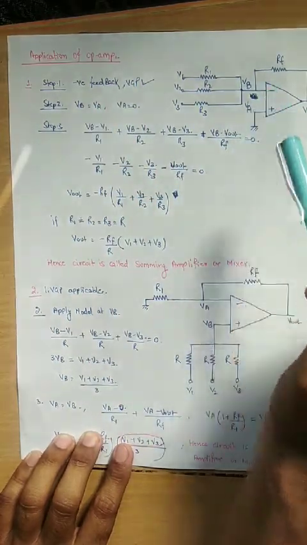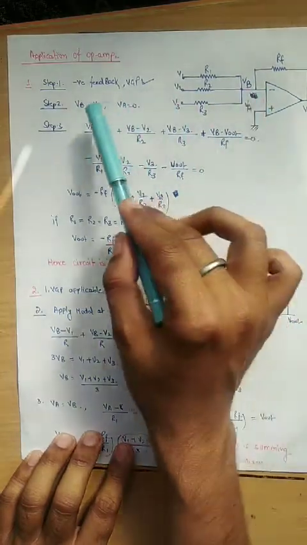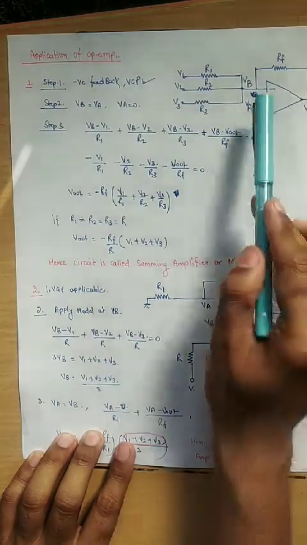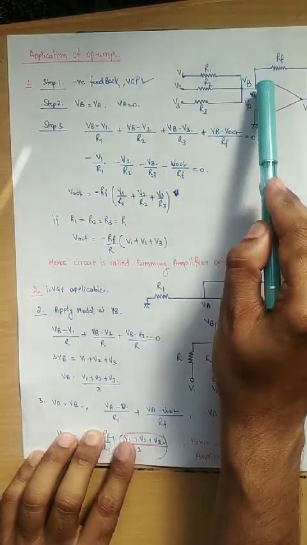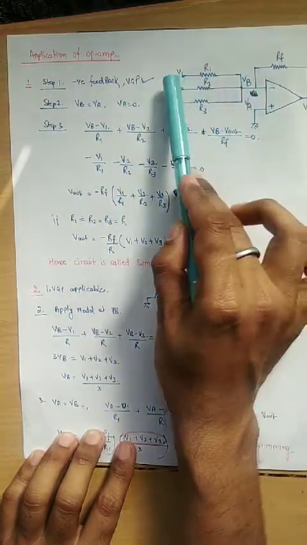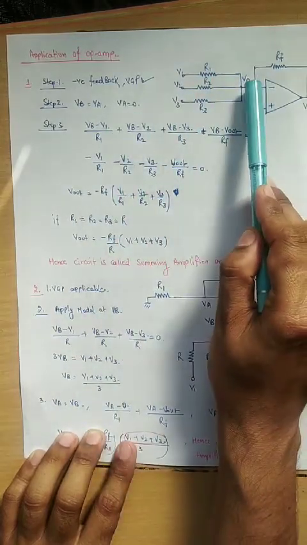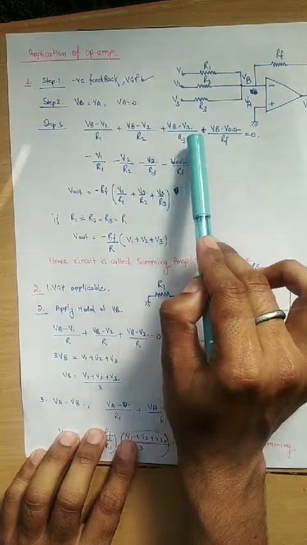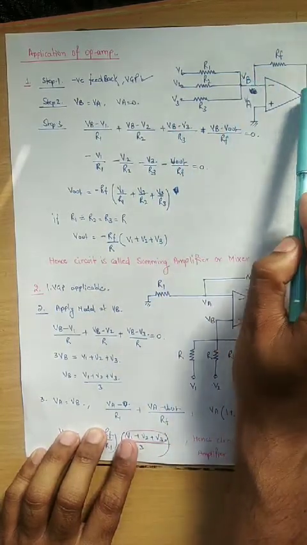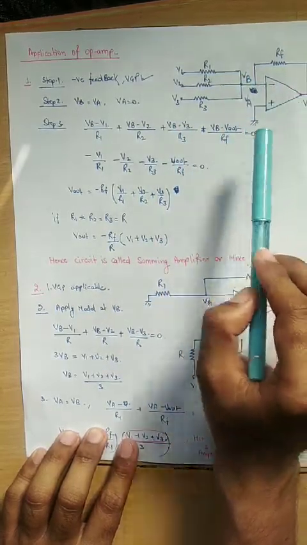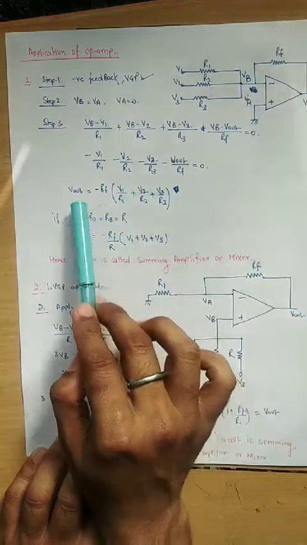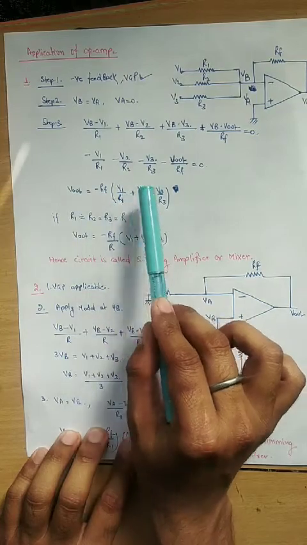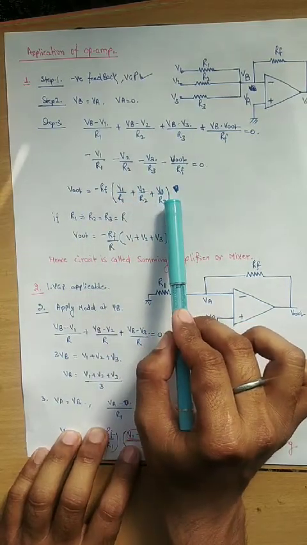So we can choose any nomenclature. So VB equals VA. What is VA? VA equals 0. So apply nodal over this junction. So (VB minus V1) by R1 plus (VB minus V2) by R2 plus (VB minus V3) by R3 plus (VB minus Vout) by RF equals 0. If you solve this, you will find out minus Vout equals minus RF into (V1 by R1, V2 by R2, V3 by R3).